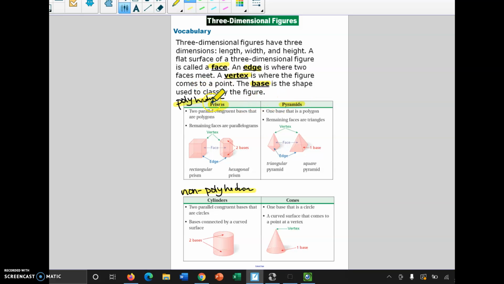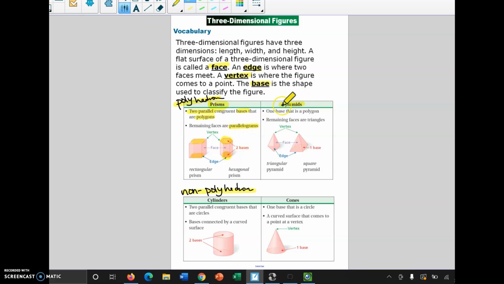So the key things about prisms is that there are 2 parallel congruent bases, and they're polygons. So that's why this is called a polyhedron, because all the sides are polygons. There's no curves. The remaining faces are parallelograms. Okay, so here's my one base right here, and on the bottom there's my other parallel base, and then all these sides here are rectangles. And then here is my base, and then here's my other base, and then the sides are all rectangles, parallelograms.